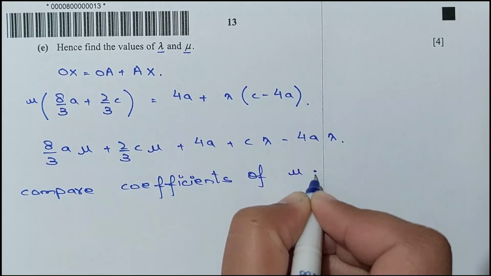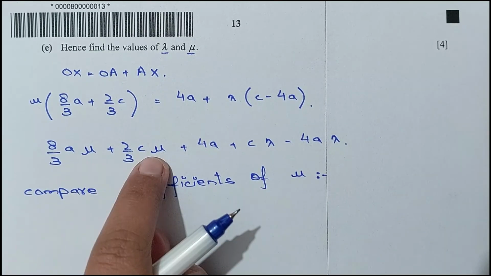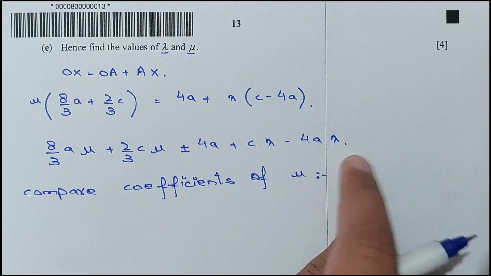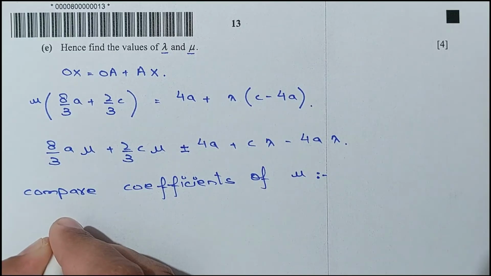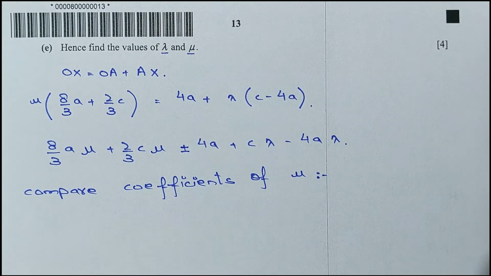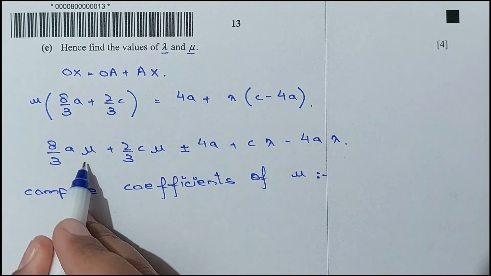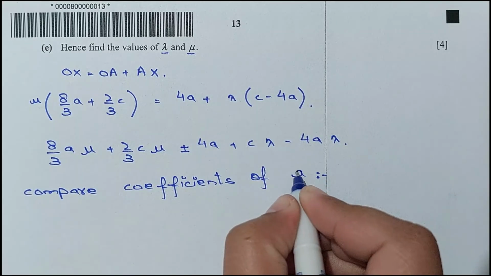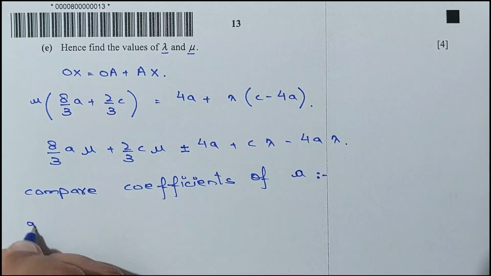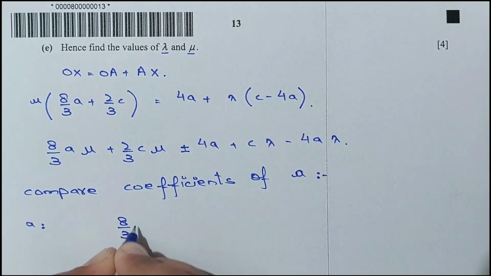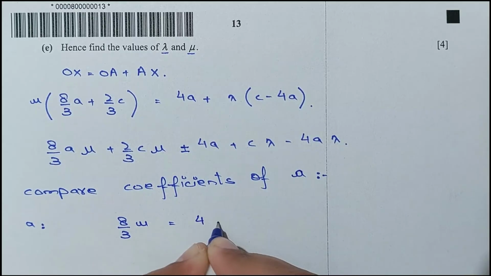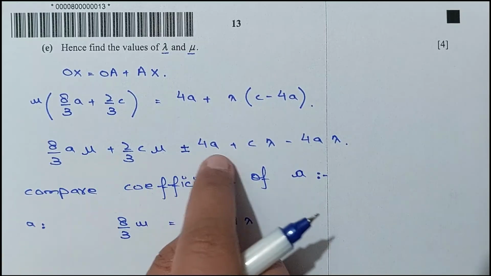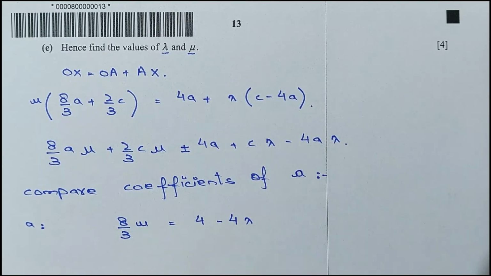let's say mu first. Okay, this is mu, and this is equal to, and there is no mu on the other side. Sorry, we have to solve for lambda and mu. So if we compare the coefficients of a and c, right? So first compare the coefficients of a. The a coefficients are 8 over 3 mu equals 4 minus 4 lambda. This is an a coefficient and this is an a coefficient, right?